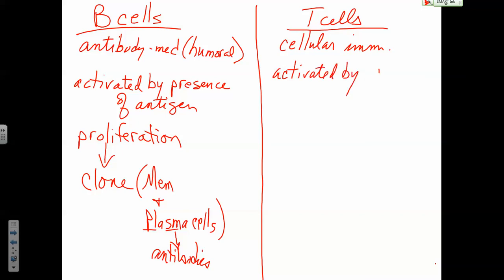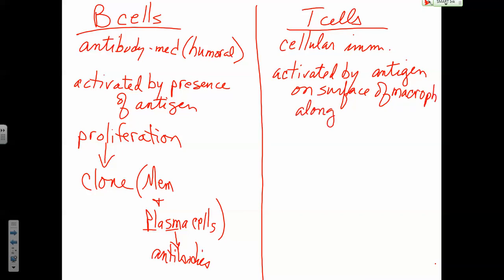They're activated by the antigen on the surface of an antigen presenting cell. And I told you, if you learn macrophage, you'll be good. On the surface of macrophage, along with what else on that macrophage? Along with the self antigens, which are the MHCs, major histocompatibility complex proteins.